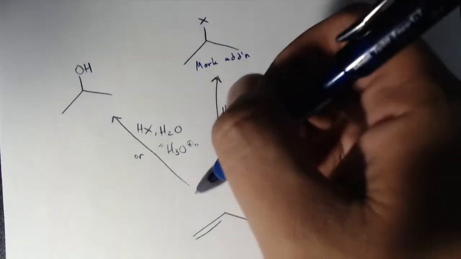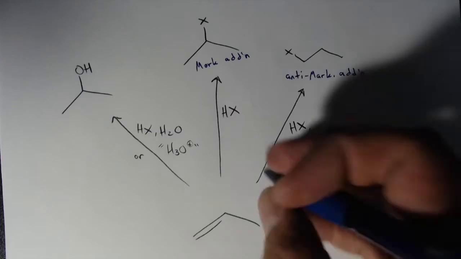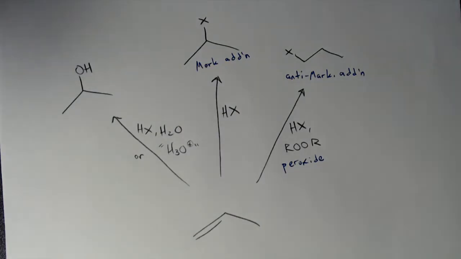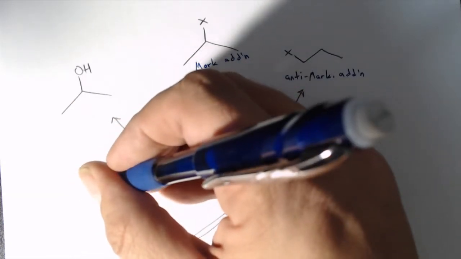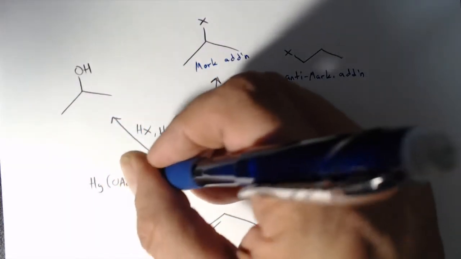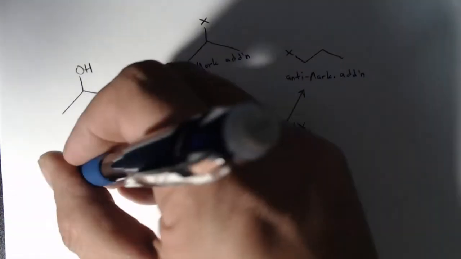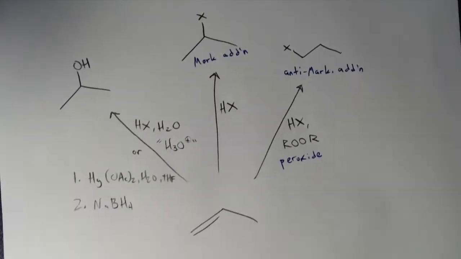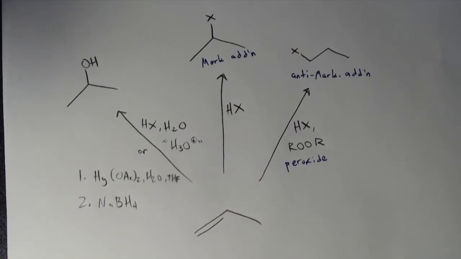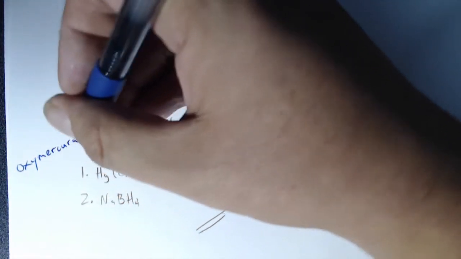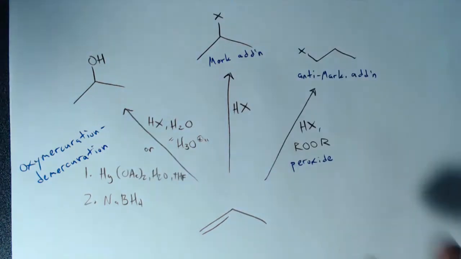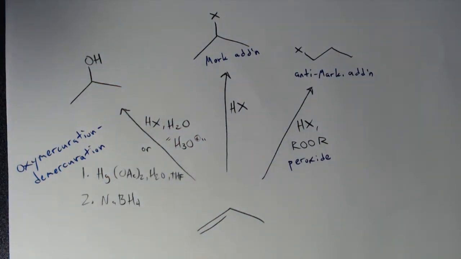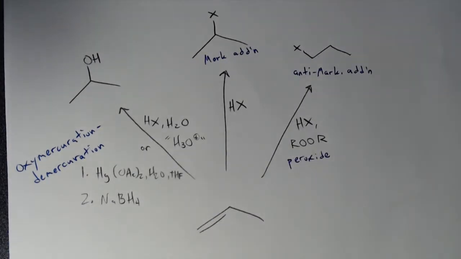The other way to do this, there's going to be two ways to do this. We'll see if we can probably get it started today, maybe, is the oxymercuration demercuration reaction. So this was mercury acetate, and water, and THF. That's the first step. The second step is NaBH4. That was called the oxymercuration demercuration reaction. They give the same product. There is going to be a reason why you want to choose using H3O plus versus using this one. It has to do with carbocations.